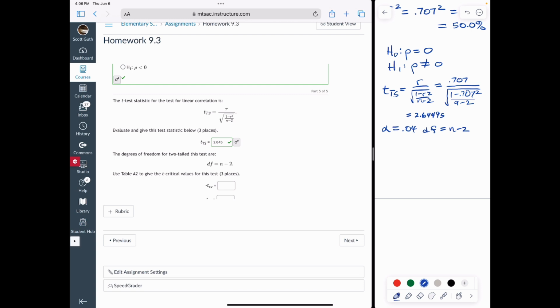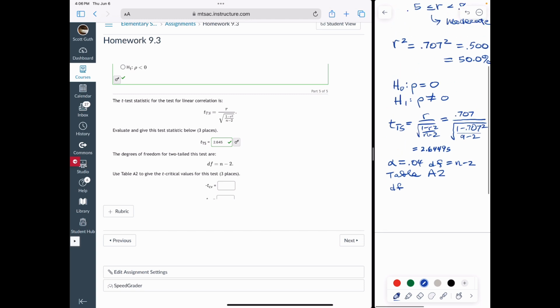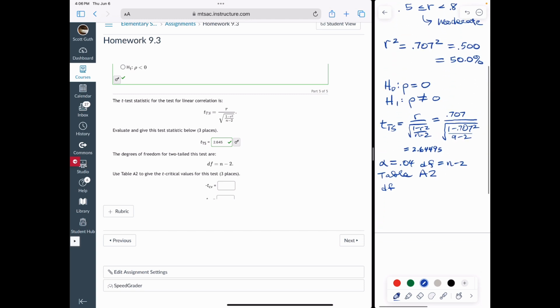And so we have to do table A2. For degrees of freedom, again, we're going to go down to n minus 2. N is 9, so n minus 2 is 7. Okay, so we go down to 7 degrees of freedom. And again, our alpha is 0.04, and remember to do 2 tails.